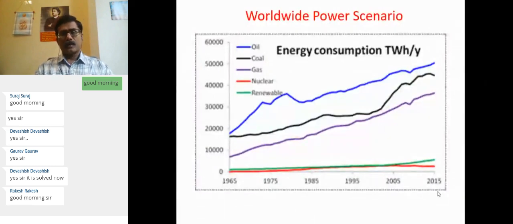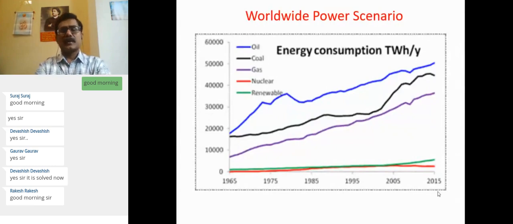In the coming few slides, we will be discussing the power generation and power consumption scenario, the trends or patterns that can be observed over the last few years at three different levels. One, at the global level, second, at the national level, and third, at the state level. Okay.